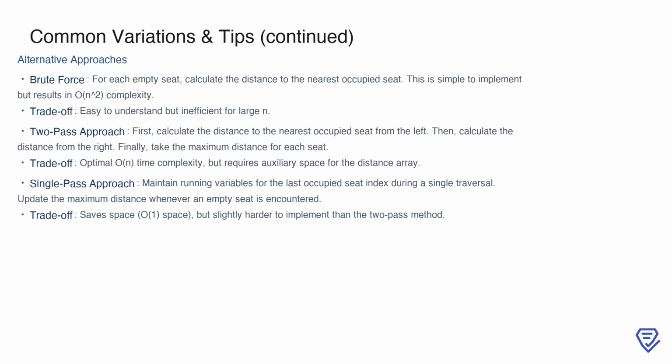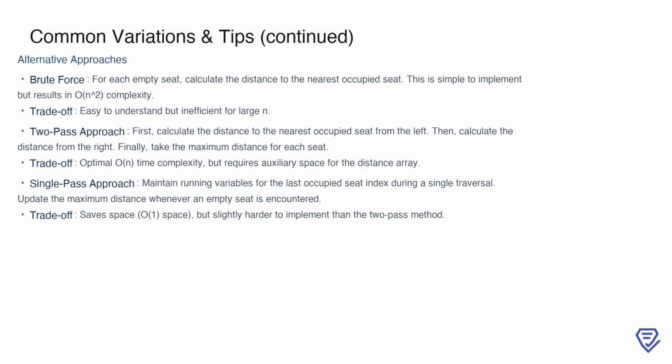There are also a few alternative approaches to consider, each with its own trade-offs. The brute force method calculates the distance to the nearest occupied seat for every empty seat. While it's simple to understand and implement, it has an n² time complexity, making it inefficient for large inputs.